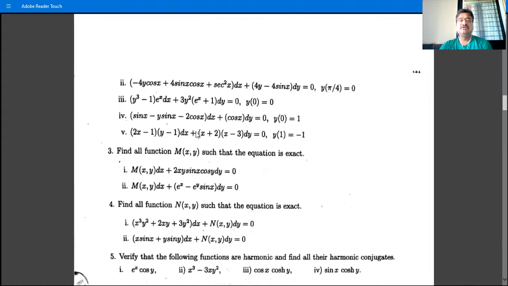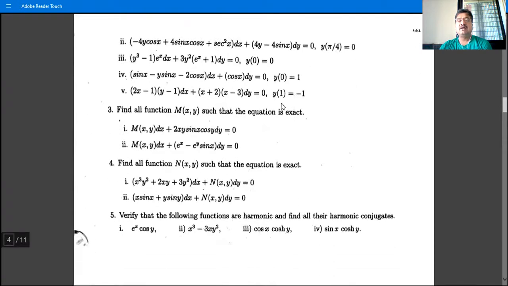So observe all these problems. If you observe the last problem, y1 is equal to -1 means y is -1 and x is equal to 1. So find the final answer of this problem. Substitute y is equal to -1 and x is equal to 1, find the value of c and resubstitute that value in the general solution. We get the particular solution of this problem.